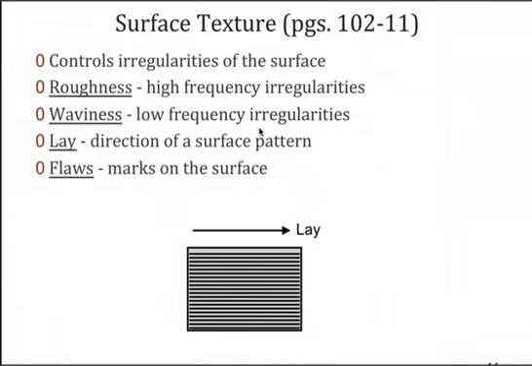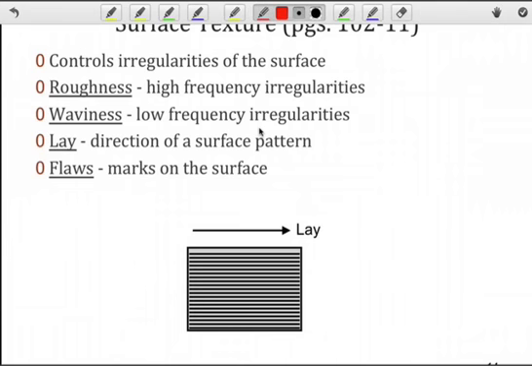Let's take a look at a very important specification, and that is, you'll find it on pages 102 to 111 in your text, surface texture. Now, the reason why surface texture is of great concern is because it always implies that there is secondary processing, some type of finishing operation, to create a specific surface texture on the part.